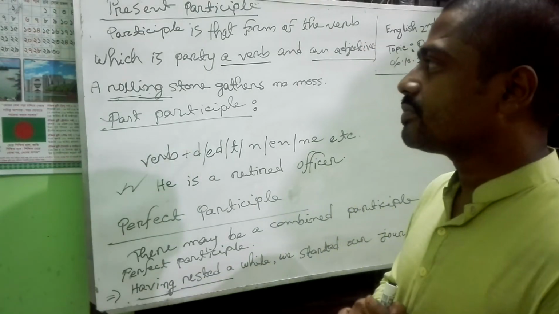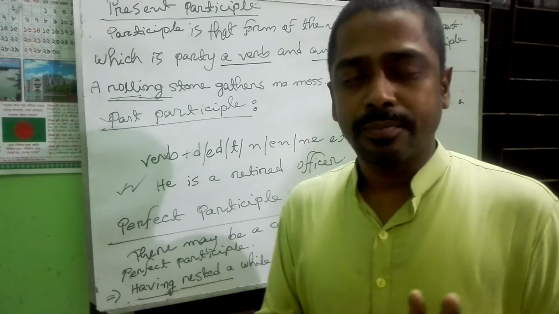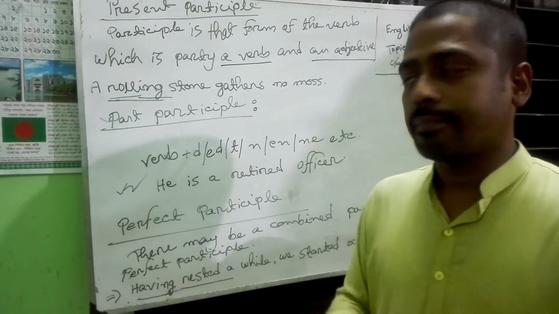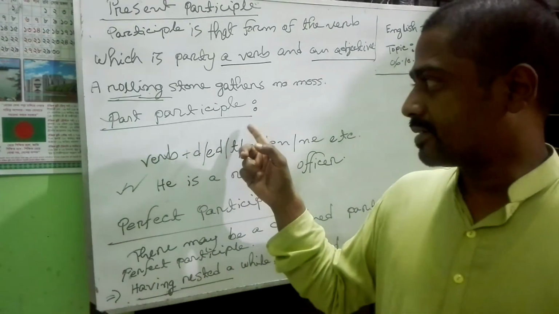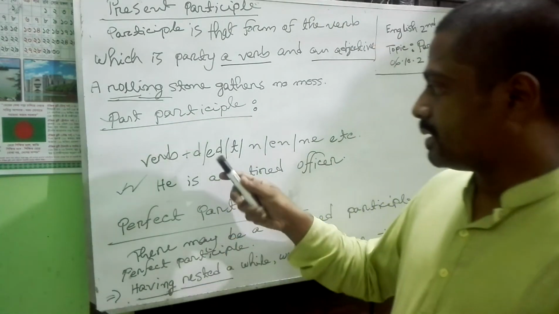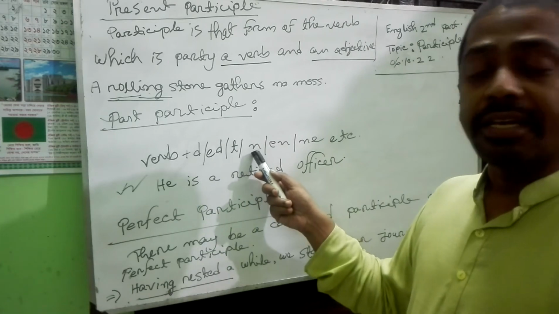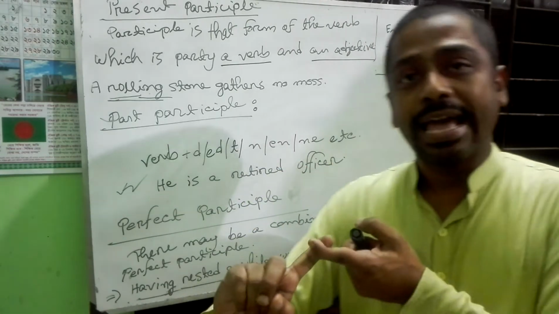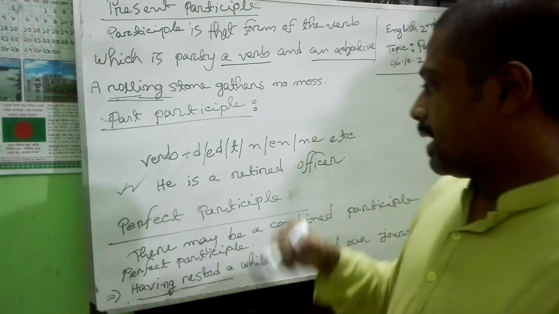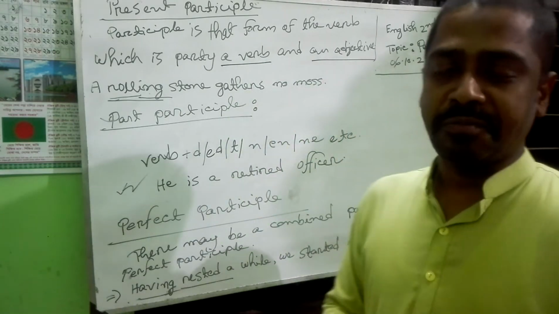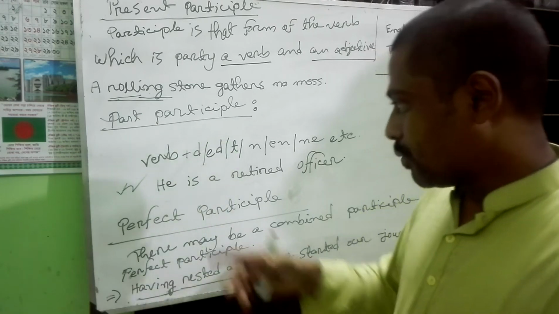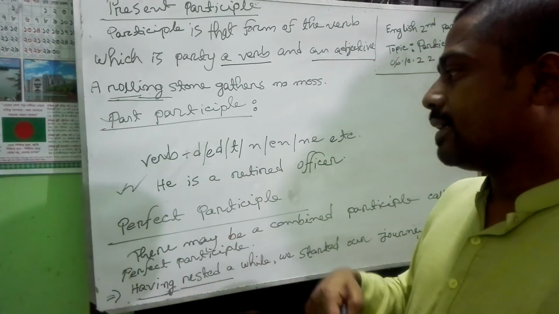Besides present participle, there is another type of participle, and its name is past participle. In past participle, after the verb, d, ed, t, n, en, en, etc. are added, and it describes its meaning as a verb and an adjective. It is called past participle, and we can see the example.